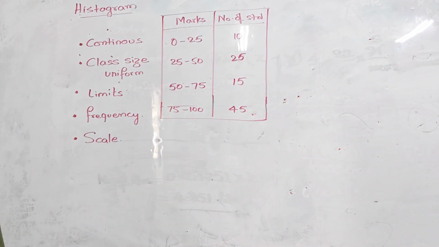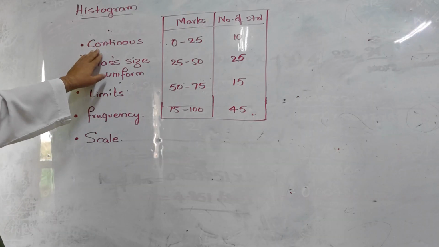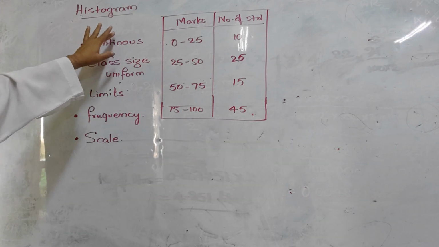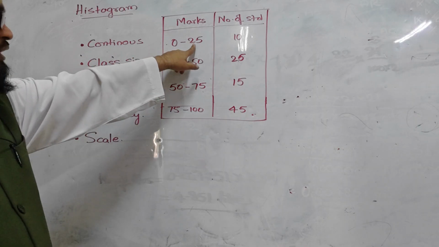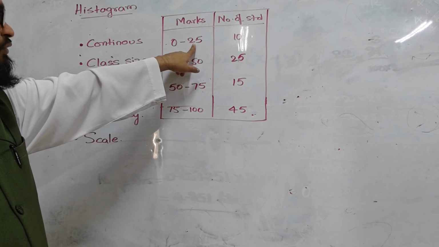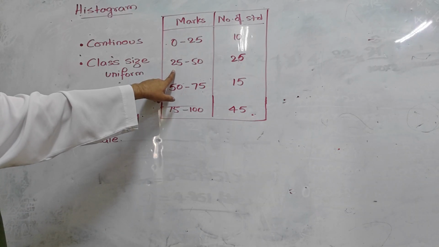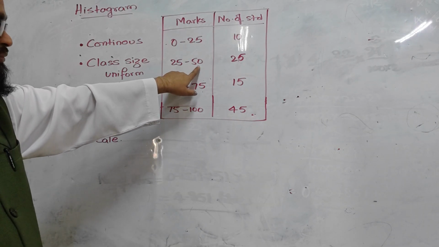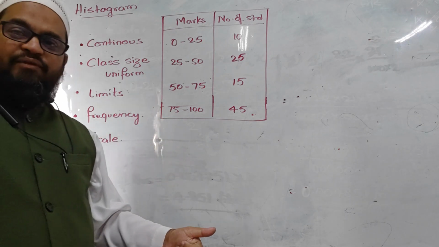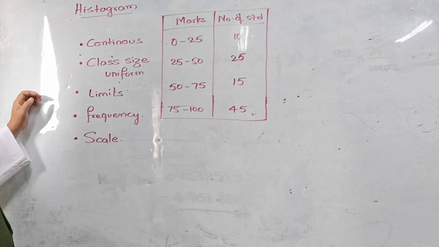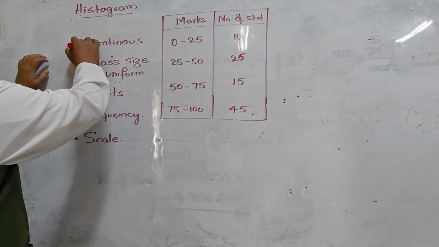Okay, so whenever you are going to do a histogram, what is the first thing you have to check? Whether it is continuous or not. Is it continuous? See the upper limit of the first class, it is 25, and the lower limit of the second class, 25. It is the same, 50 and 50, 75 and 75. Yes, you have the same continuous classes. So the first one is checked.